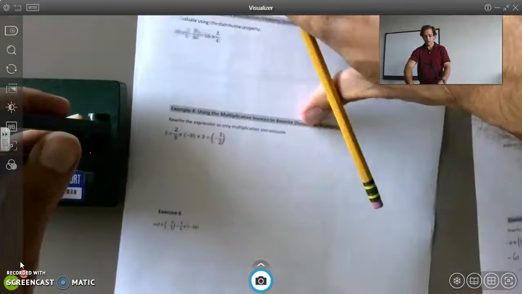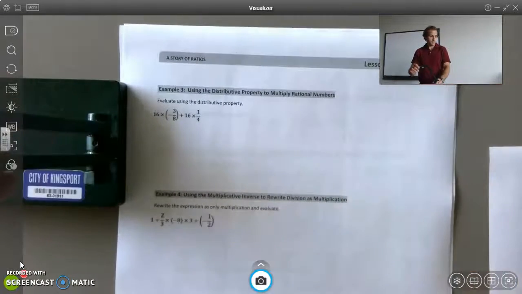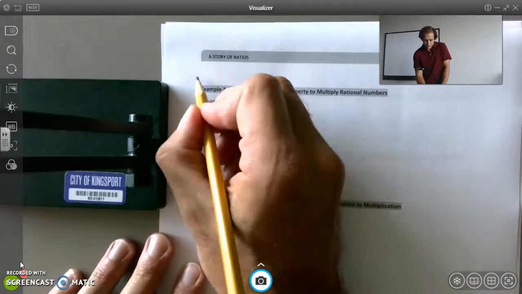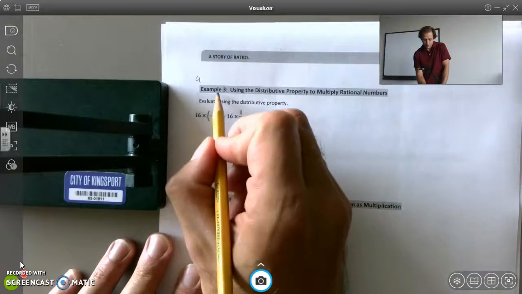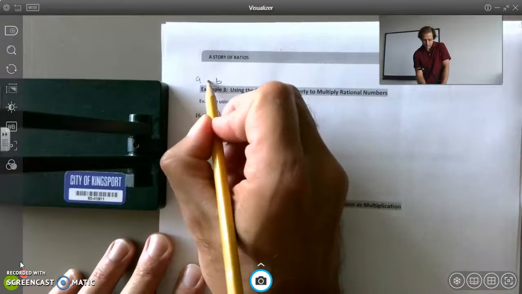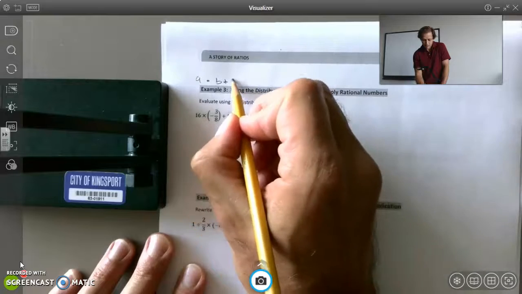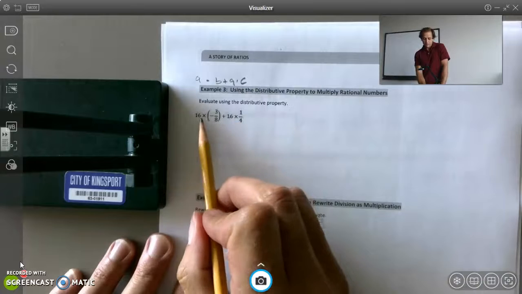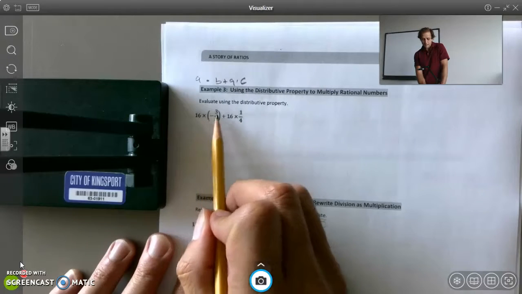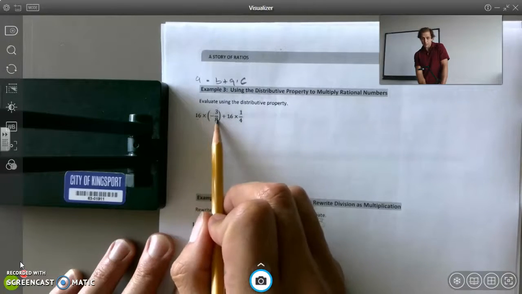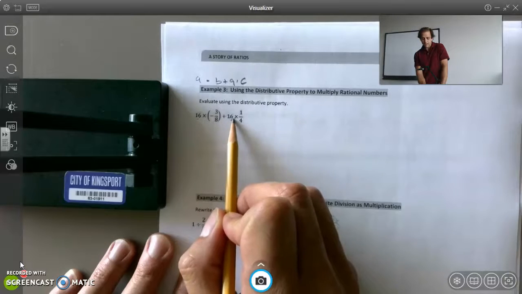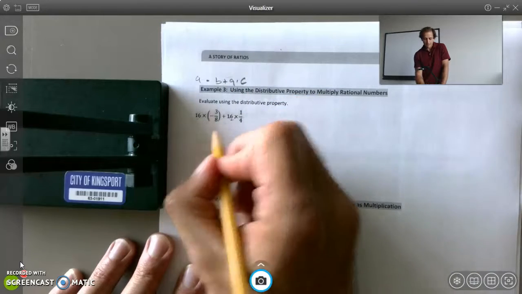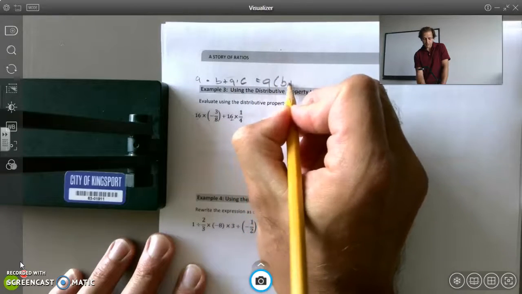Now, if I were to look at these numbers, going back to our definition, I would think of 16 as if it were A. I would think of negative 3/8 as if it were B. So I have A times B plus 16 is A again, and 1/4 is C. Can we see that we have one number A times some number B, and now we have that same number A again times a third number C? So anytime I have this, I can rewrite it as A times B plus C.